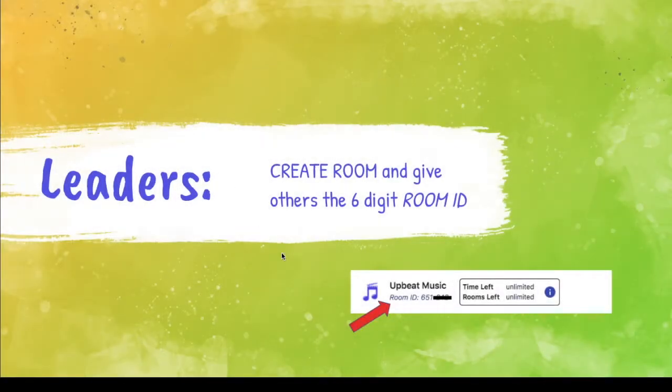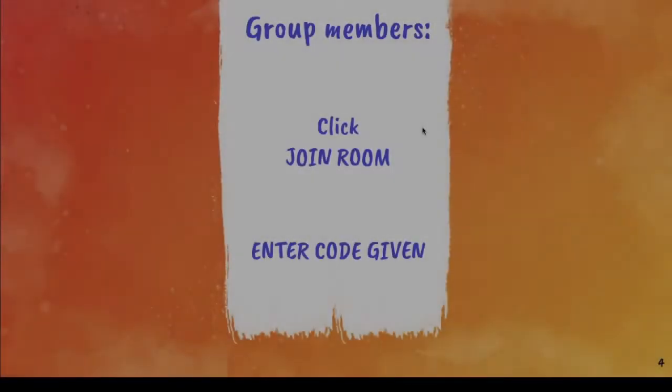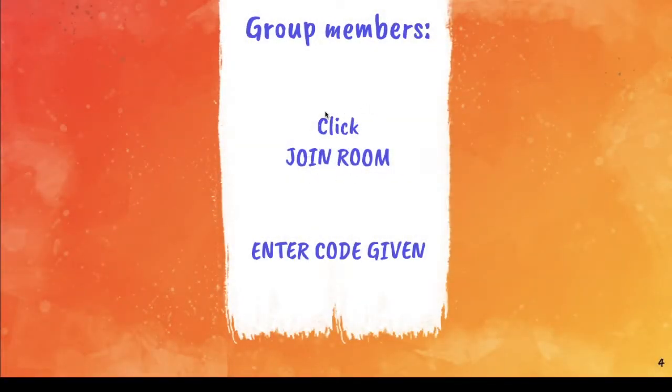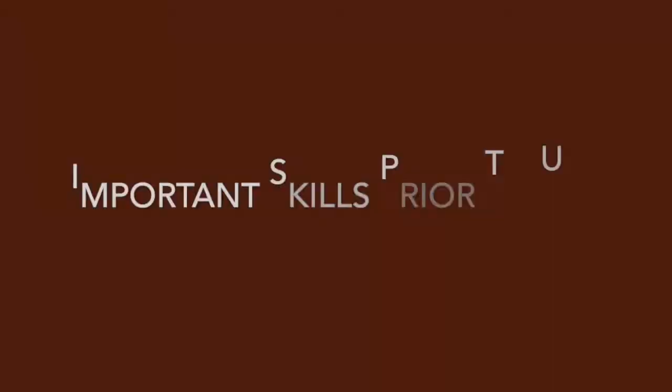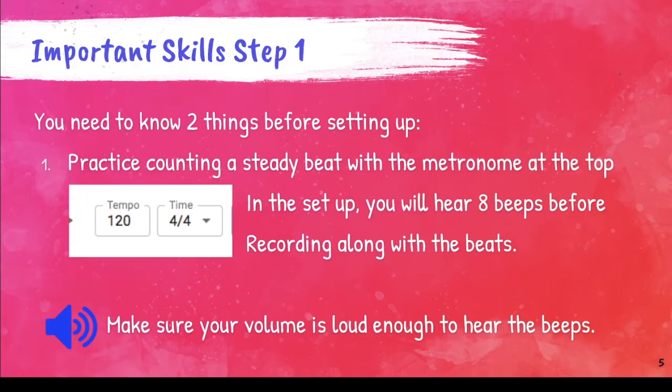The leaders will see this room ID number, and you will give that 6-digit room ID number to the other students in your group. Group members will click Join Room and enter the code given. There are 2 things you need to know before setting up. You want to be able to practice counting with a steady beat with the metronome at the top. So at the top right, you'll see this image and you'll make it go faster or slower, and we're going to keep it in 4/4 time.